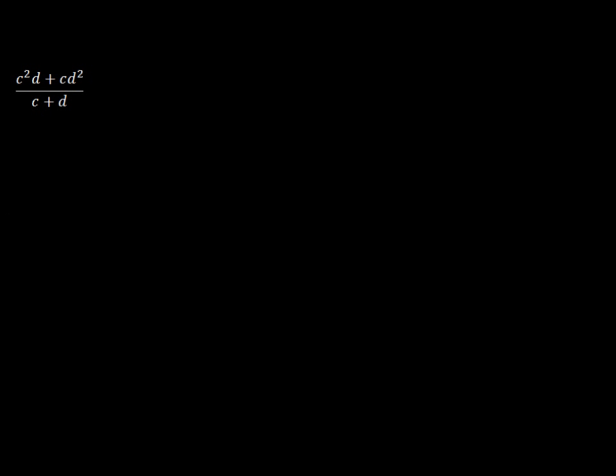Let's take a look at another one then. We have c squared times d plus c times d squared. I'll go ahead and make a nice big long version of this again till we get used to it. C times c times d plus c times d times d. Then on the bottom we have c plus d.